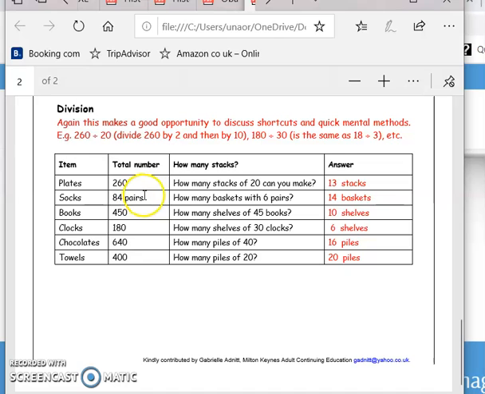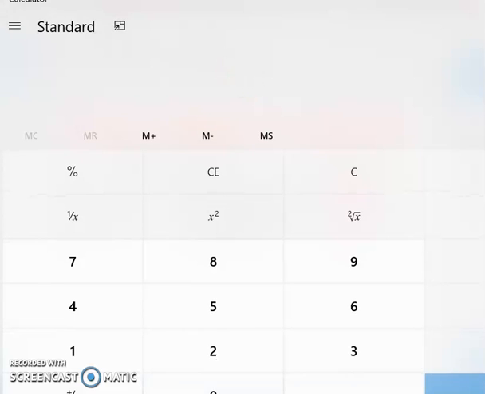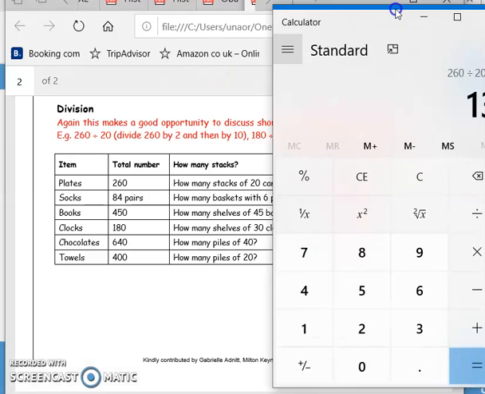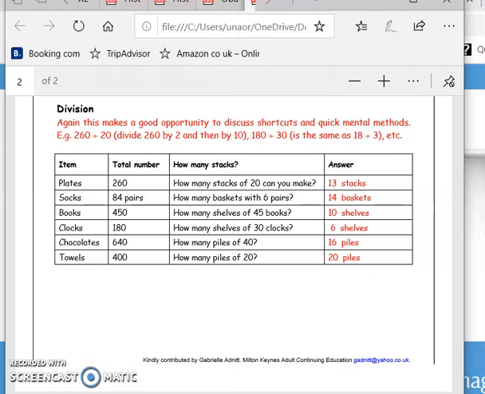So 84 pairs of socks, how many baskets with 6 pairs? So we divide the total of 84 pairs by 6 to tell us how many baskets we need if we only want 6 pairs in each basket. So again, we would say 84 divided by 6. That's a total of 84 pairs. We only want 6 pairs in each basket. We need 14 baskets.